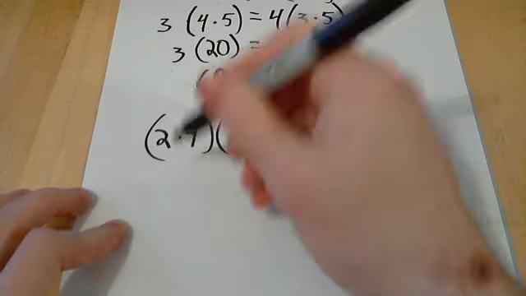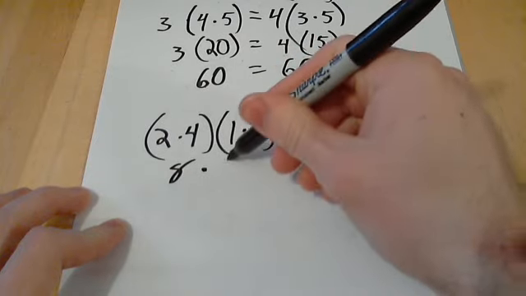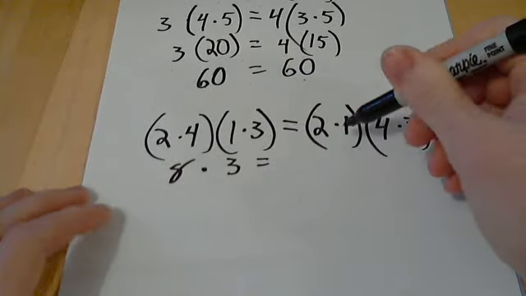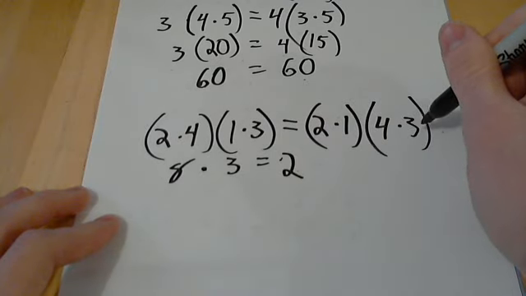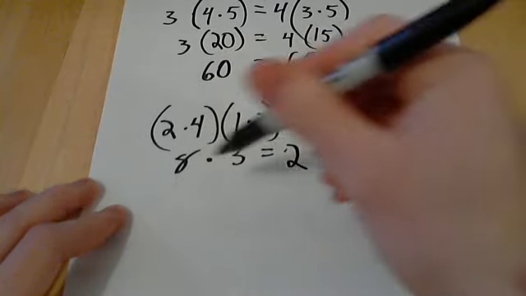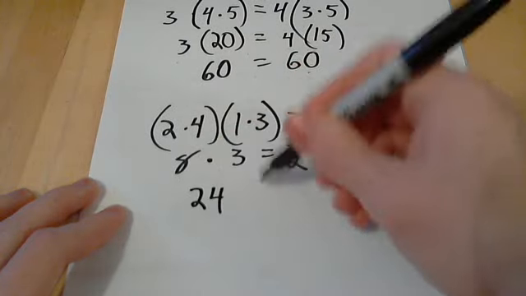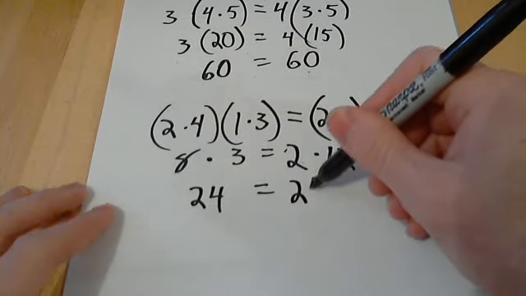So 2 times 4 equals 8, times 1 times 3 equals 3. And then on the right side, 2 times 1 equals 2. And 4 times 3 equals 12. So it will be 2 times 12. Okay, 8 times 3 equals 24. And 2 times 12 is twice as much as 12, which is 24 also.